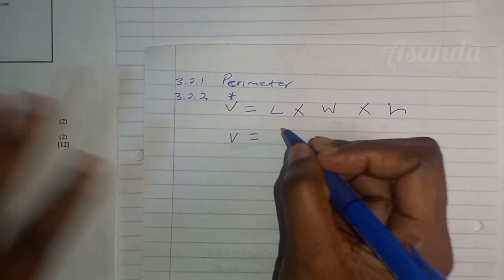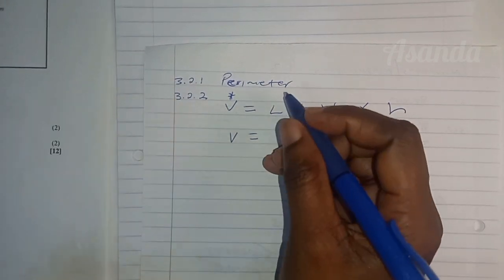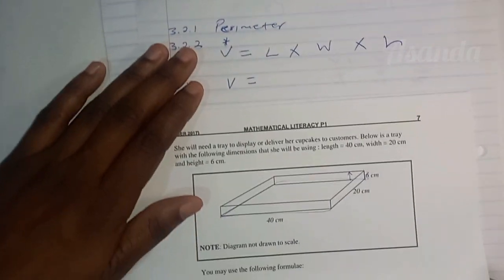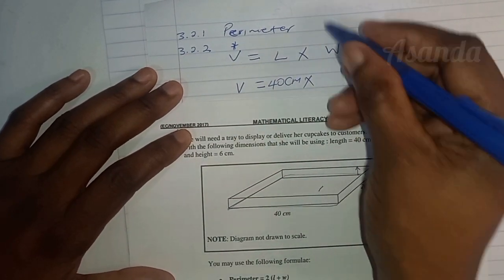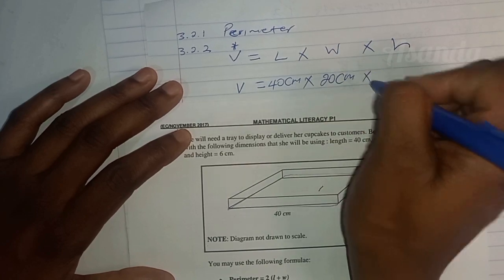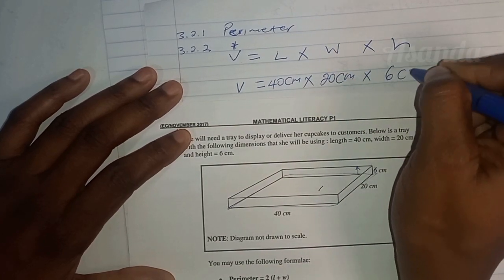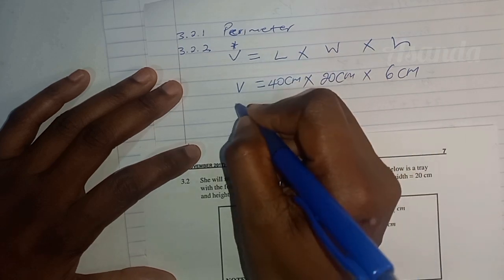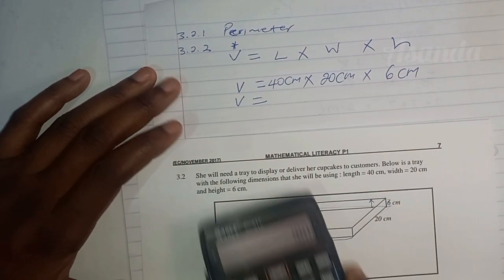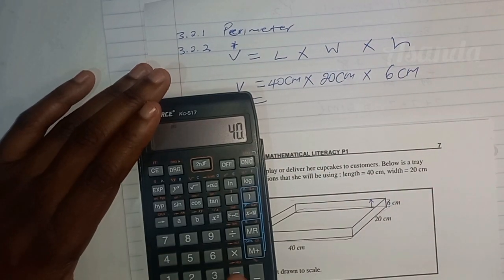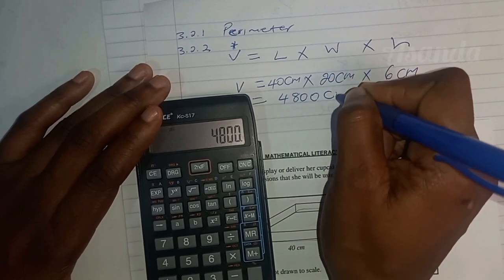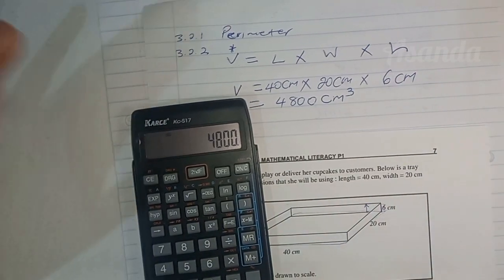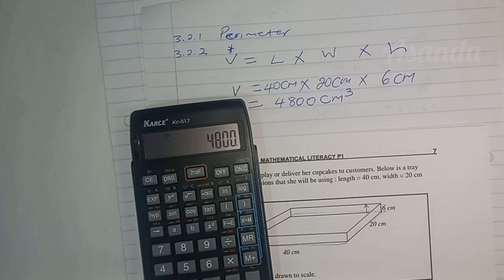Okay. So the length is 40 centimeters multiplied by the width, which is 20 centimeters, multiplied by the height, which is 6 centimeters, right? And then the volume is, and we use a calculator, 40 times 20 times 6, that is 4,800 centimeter cubed. Whoa, question 3, we are done.